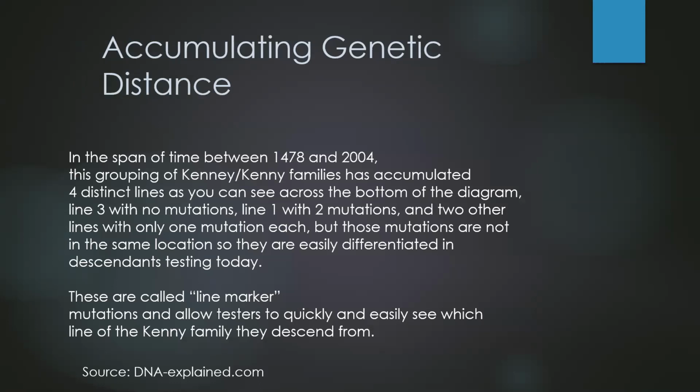We do want to talk about, in terms of this article, one thing that Roberta Estes says, which is that in the span of time between 1478 and 2004, this group of Kenny families had four distinct lines, and there was one line with no mutations at all that was exactly the same as the furthest back ancestor that was recognized. Some had one mutation each, some had two mutations, and these mutations are called line marker mutations, and they allow the testers, or particularly the project managers, to quickly and easily see which line of the Kenny family someone might descend from. So you can see how this might help you in a brick wall situation. I'm just pointing out, you might want to go and read that blog. It's a really informative look at a long-term Y-DNA group of men.